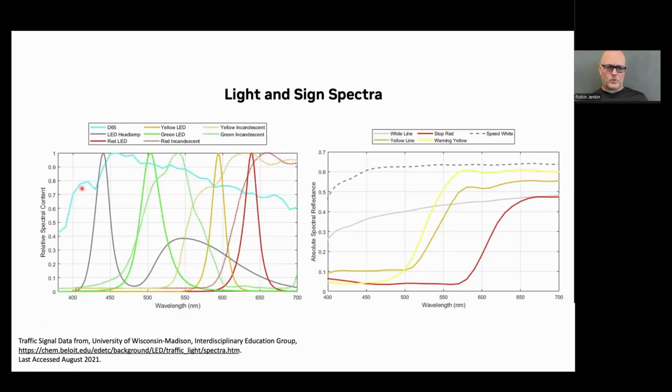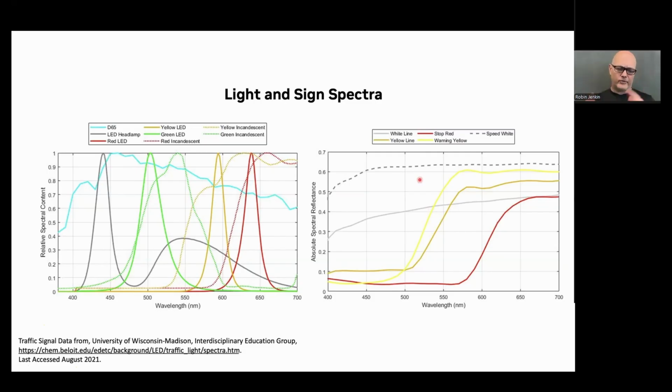D65, of course, daylight. Then we have LED headlamps. We have green, yellow, and red LED traffic light spectra. And then we have green, yellow, and red incandescent spectra. And then on the right-hand side, we have the red, yellow, and white from warning signs. And then also we have the white and the yellow from lines as well.